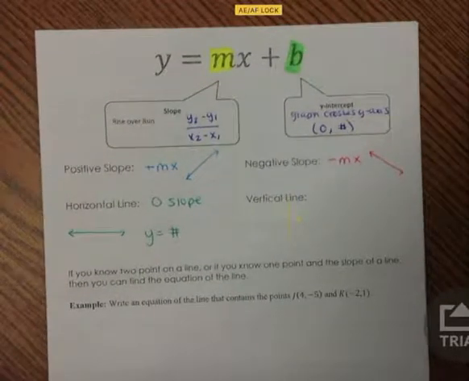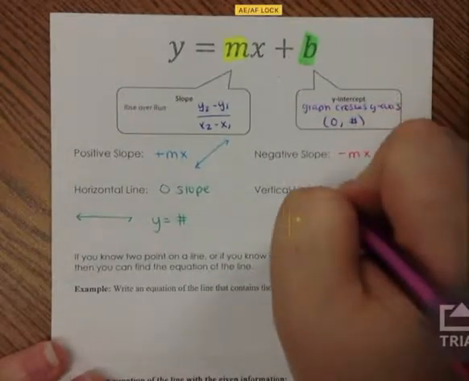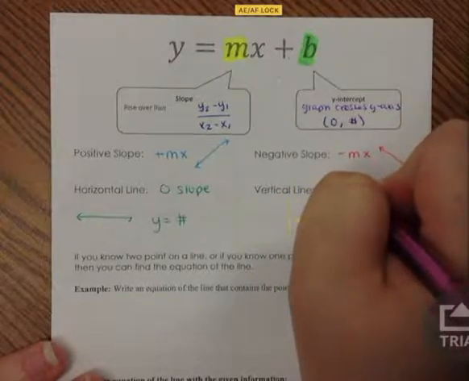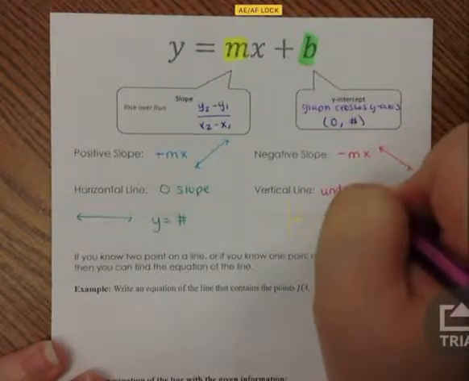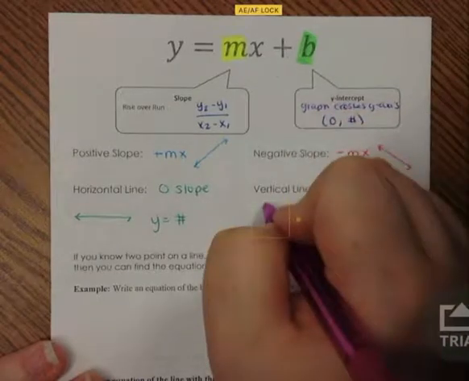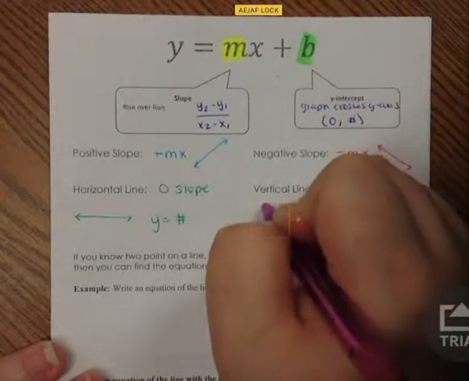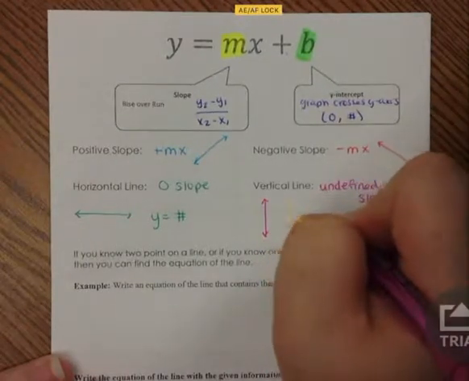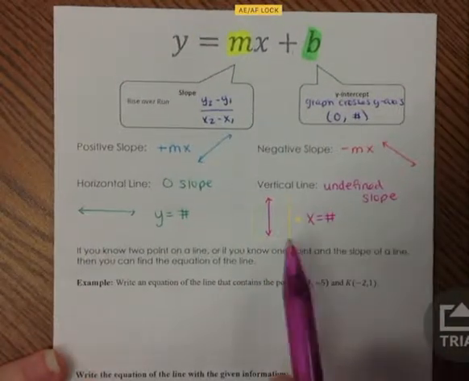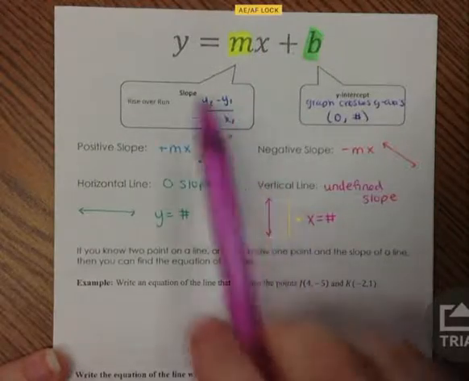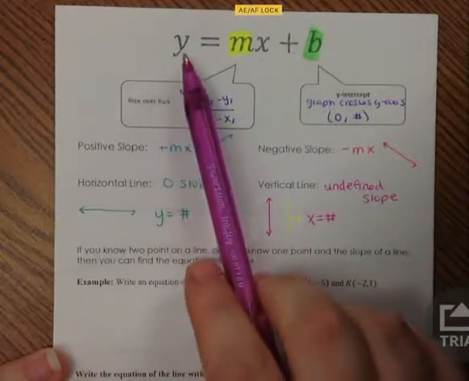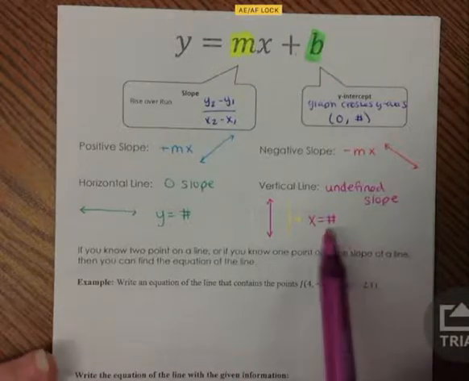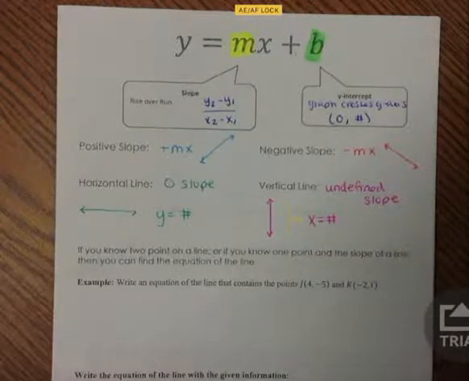A vertical line is when you have an undefined slope. A vertical line goes up and down, and the equation of this would be x equals a number. The reason why this is an undefined slope is you cannot actually graph this in a calculator. All lines must start with y equals to graph in the calculator, and x equals cannot be done in the calculator, which is why it's an undefined slope. You will never see a vertical line in your calculator.